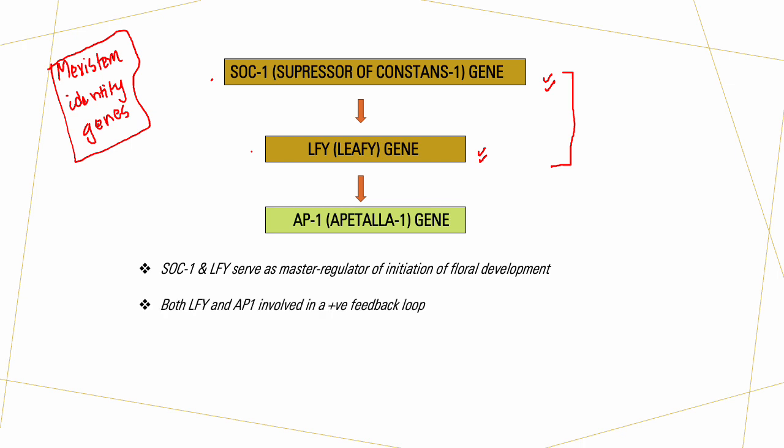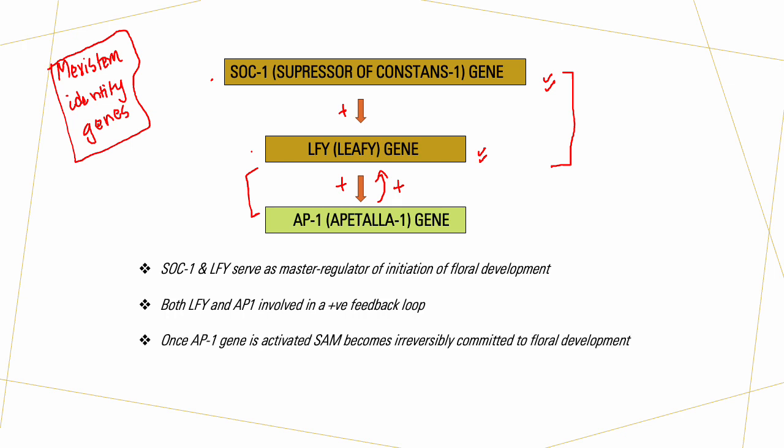Both LEAFY and AP1 are involved in a positive feedback loop. That means SOC1 activates LEAFY, LEAFY activates AP1, plus please understand that AP1 also activates the LEAFY gene. This kind of arrangement, where one gene activates the other and the product of the second gene further activates the first gene, is called a positive feedback loop, right? So three meristem identity genes are discussed in front of you. SOC1 activates LEAFY, LEAFY activates AP1, and LEAFY and AP1 activate each other, which is called a positive feedback loop, right?